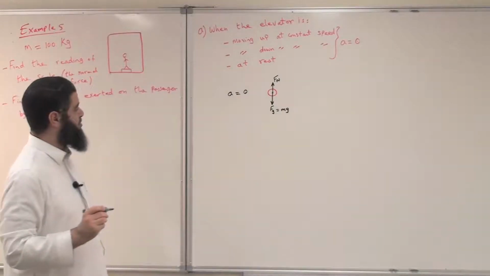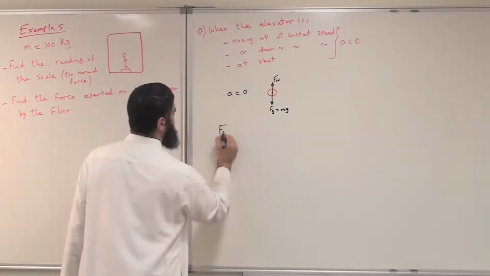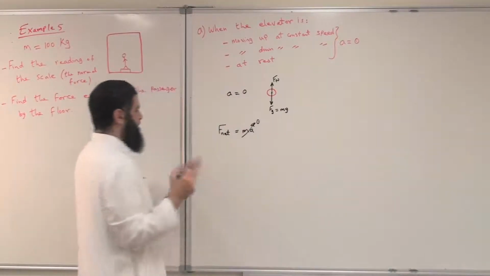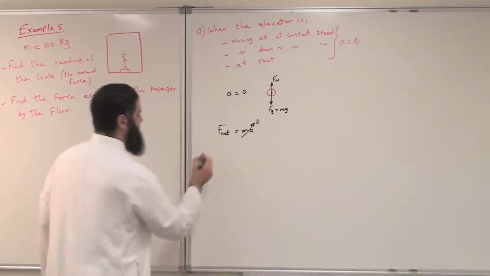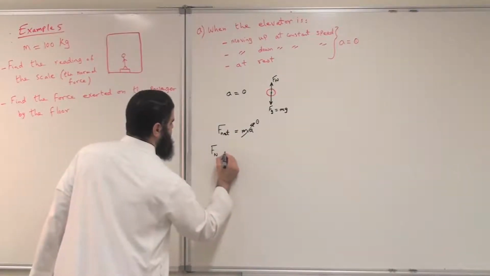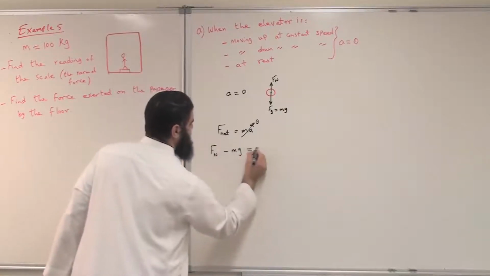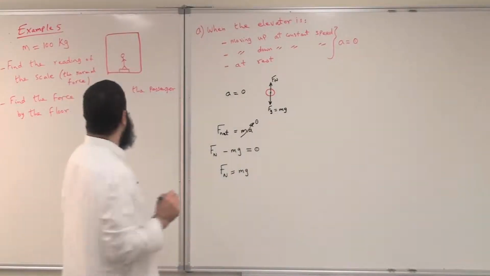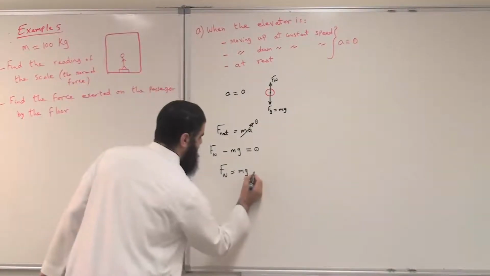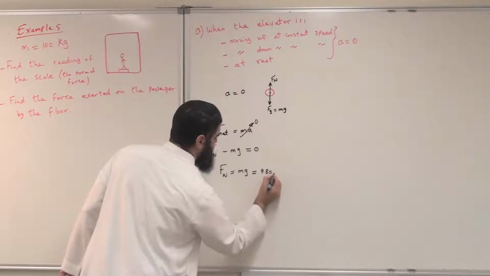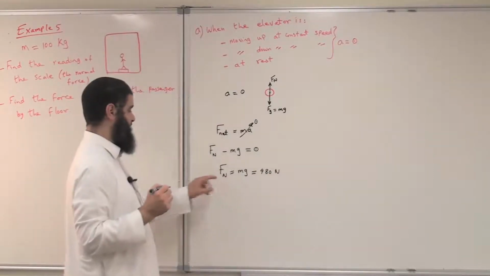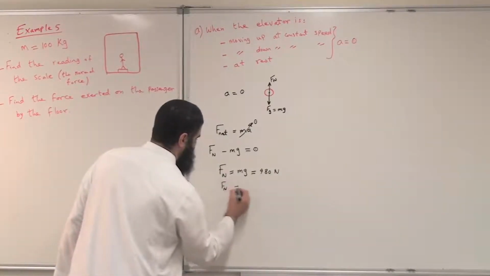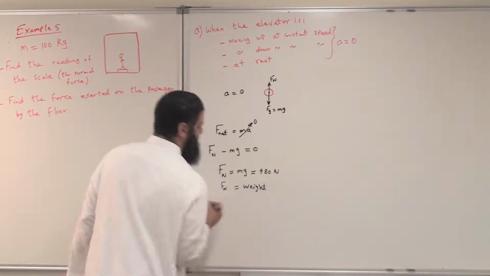Now I am ready to apply Newton's second law. It says F net equals ma. The acceleration is 0, so this is 0. What are the forces present on the passenger? We have Fn upward, and mg is downward, which is why I give it a minus, and this is equal to 0. So Fn is equal to mg. The mass is 100 kilograms multiplied by 9.8, so you will end up with 980 newtons. As you can see, the normal force is the same as the weight of the person. So Fn in this case will be equal to the weight of the passenger.